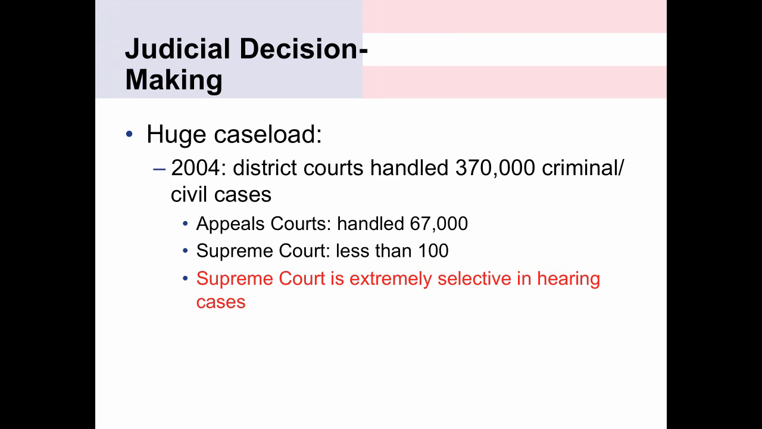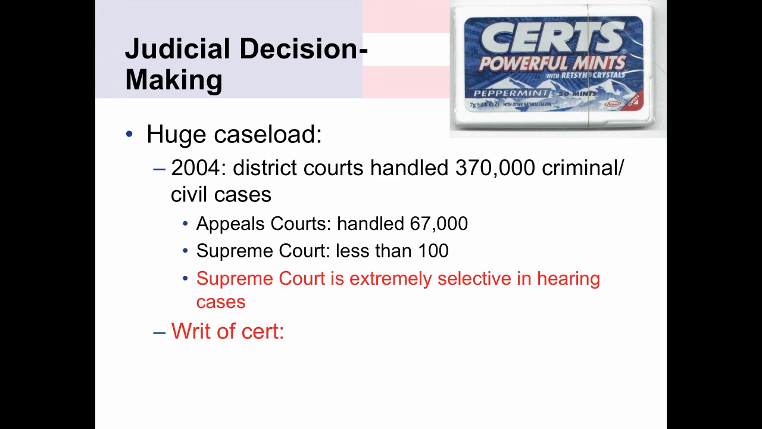What that means, and the most important part, is that the Supreme Court is extremely selective about hearing cases. Not only do they not hear all of the cases that are appealed to them, they actually only hear a small fraction of the number of cases. How does the Supreme Court choose to hear these cases? What decision-making process goes on? We're going to talk about that. The first is understanding the writ of cert.